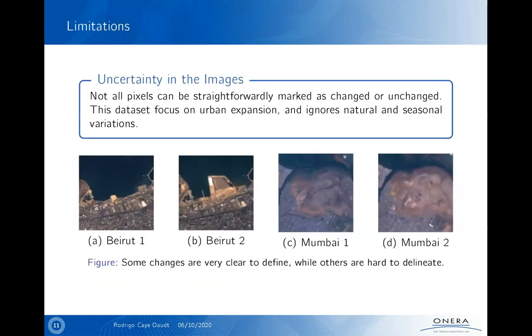There is a problem, which is it's not always clear what the label should be when you're labeling these images manually. So as you can see in A and B, the change is pretty obvious. But in C and D, I tried to find an example where it's not exactly clear if it is a change or not, and if it is a change, exactly where the boundaries of this change are.